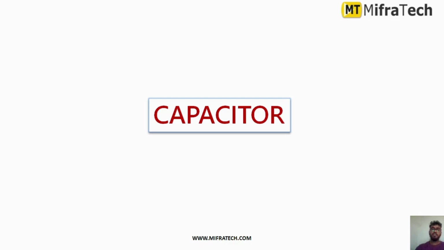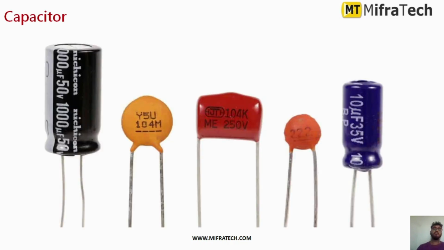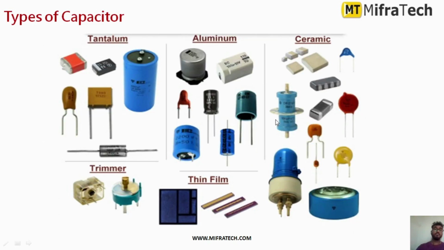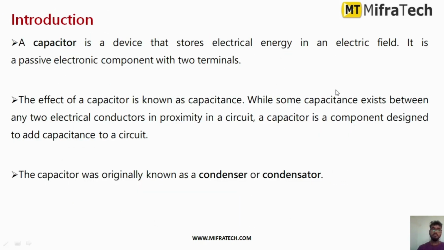Today in this section we learn about capacitors. So this is how a capacitor looks like. There will be a different range of capacitors available. As you can see, there are tantalum, aluminum, ceramic capacitors, thin film capacitors, trimmer capacitors, mountable capacitors. There are different types of capacitors available.